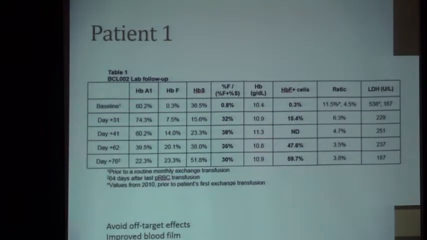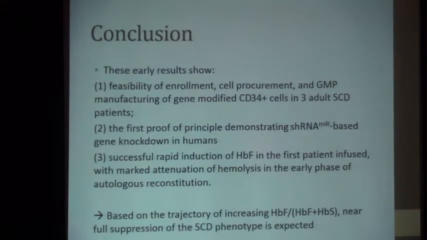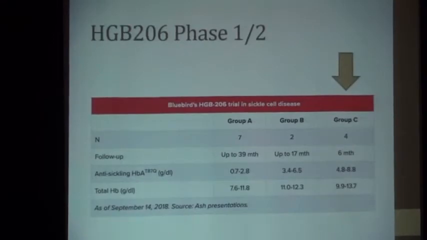So we know that the blood film is improved, and also the reason for taking this approach is that they thought it would have fewer off-target effects, because in all the approaches I showed you earlier, you're integrating a gene into the genome, so there are worries about leukemogenesis, etc. Here we're not touching the genome, we're just giving this short hairpin RNA in the cytoplasm. These early results show that it was possible to enroll, it was possible to modify all the cells, and it was the first proof of principle demonstrating this shRNA-based gene knockdown in humans. It also showed successful rapid induction of hemoglobin F in the first patient infused. They were hoping that, based on this trajectory, you could fully suppress the sickle cell disease phenotype.